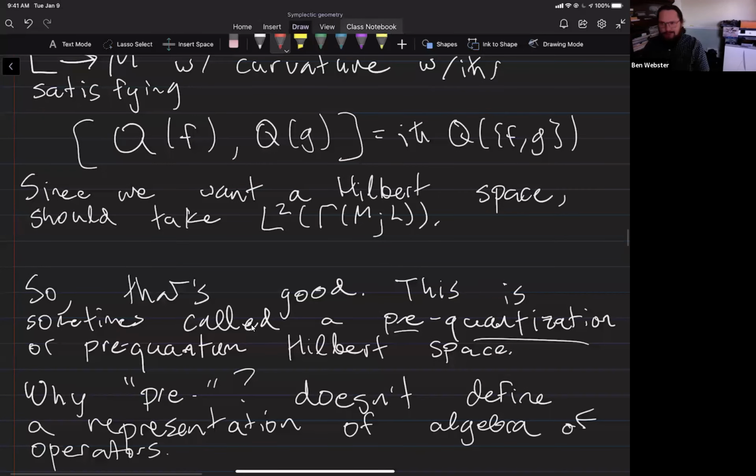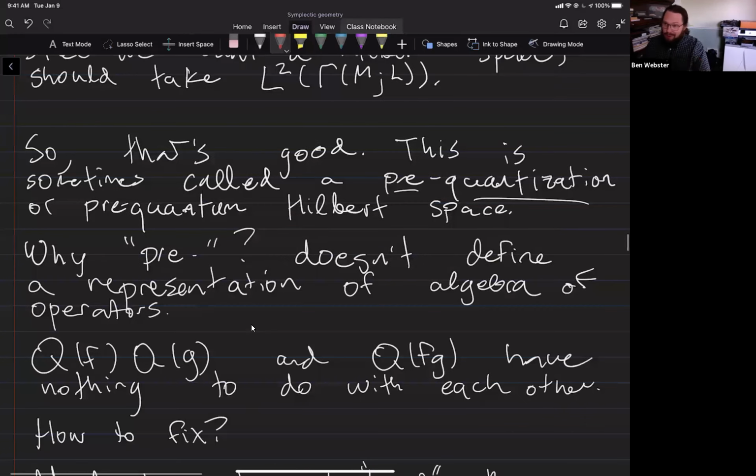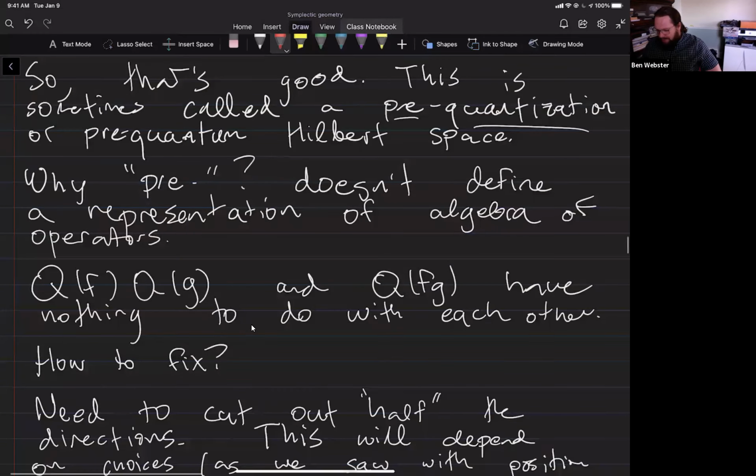The issue is you do not get a representation of the algebra of operators in your quantum mechanical system, right? So for each observable, you get an operator on something, but composing two of these operators and applying this construction to the product of observables gives you completely different things that have absolutely nothing to do with each other. That's maybe an exaggeration, but you don't get something which has the correct classical limit. You get something way too big. So how do we fix this?